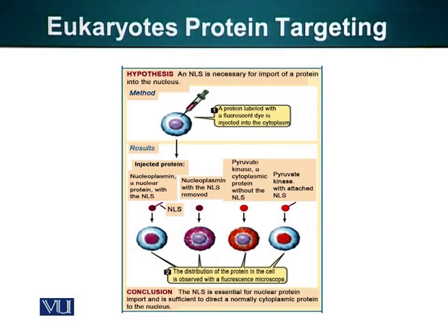Another protein, pyruvate kinase, which stays in the cytoplasm, never goes in the nucleus. They attached the NLS to this protein, and when they injected this protein in the cell, the entire protein basically accumulated in the nucleus. So this experiment clearly demonstrated that NLS is essential for nuclear protein import and is sufficient to direct a normally cytoplasmic protein to the nucleus.